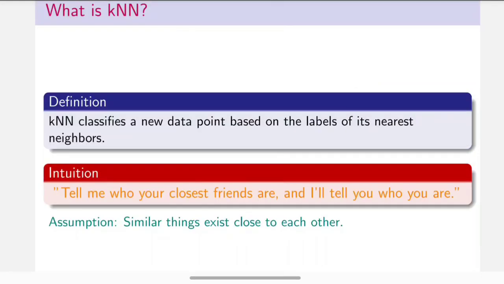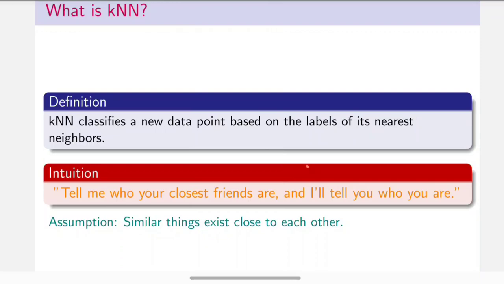kNN is a supervised learning algorithm that classifies a new data point based on the labels of its nearest neighbors. It does not create a mathematical model like linear regression or logistic regression that we have seen in the previous videos. Instead, it simply stores all training data.